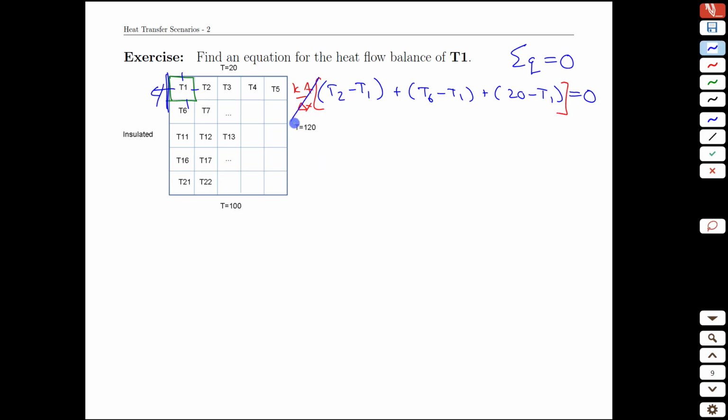But that would just cancel away because the right-hand side is 0. We would just be left with these unknowns. So let's take a look at the pattern we get from that. We have negative 3 T1s, and we have a T2, and we have a T6, again the neighbors, and there's also this 20 that I'm going to move to the other side for a second, because this is going to help us build the matrix form again.